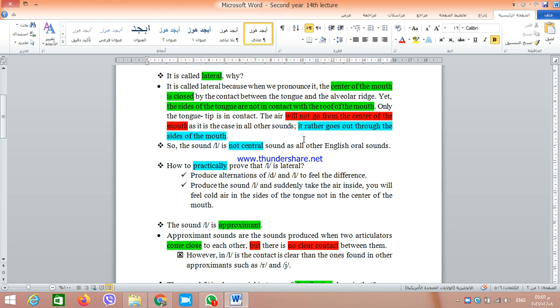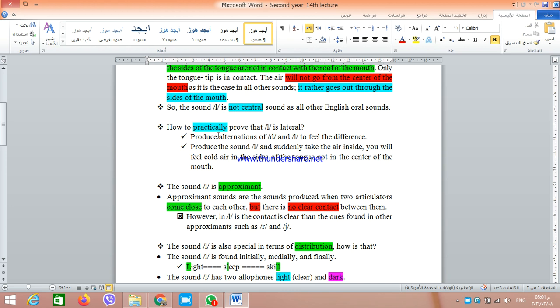I want you to try this at home so that you can feel the cold air on the sides of your tongue. Okay, so only the tongue tip is in contact with the alveolar ridge, but the sides are not. How to practically prove that la is lateral? It means a non-central sound. Let's try another way, in addition to the one I mentioned a minute ago, that is to pronounce la and all of a sudden you take the air inside.